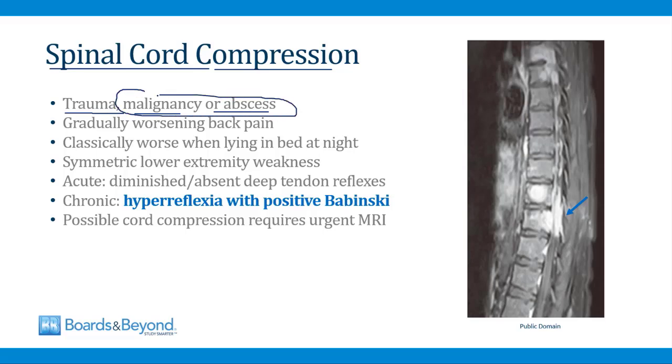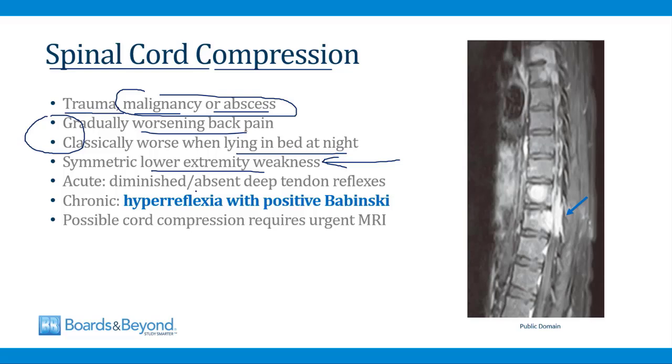When a cord compression is not caused by an acute trauma, it presents as gradually worsening back pain, and classically the pain is worse when lying in bed at night. Pain that presents in the low back with these features should make you worried about cord compression and something like malignancy or abscess. In addition to the low back pain, patients can have symmetric lower extremity weakness, and this is always a red flag for a serious cause of low back pain.